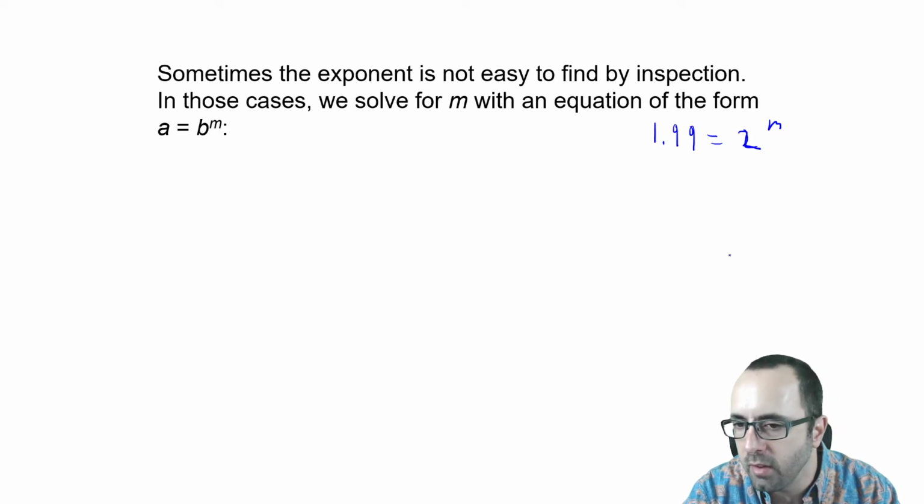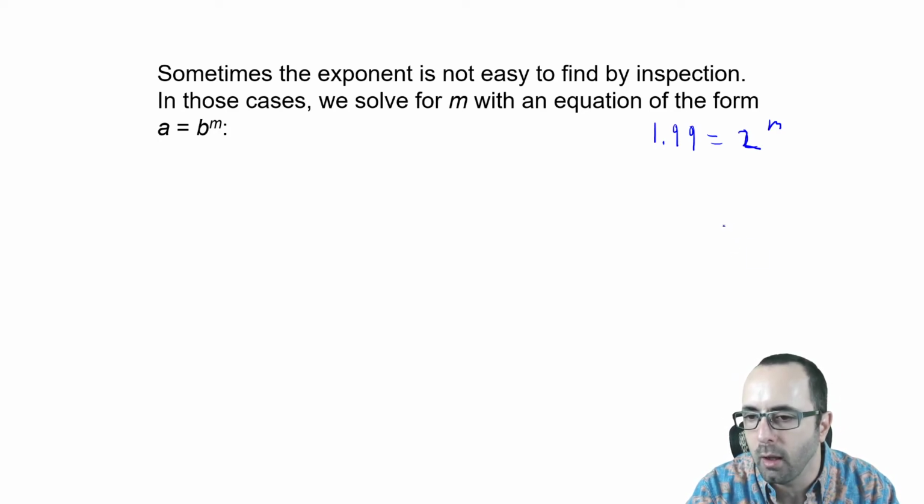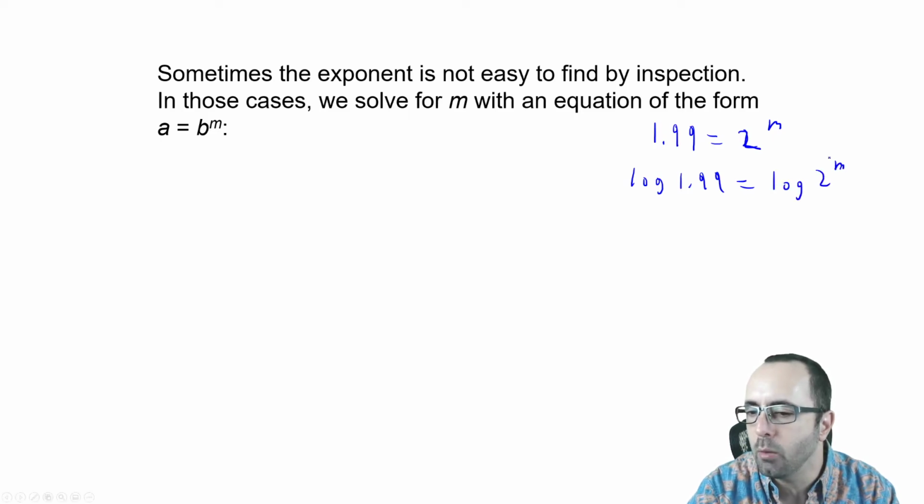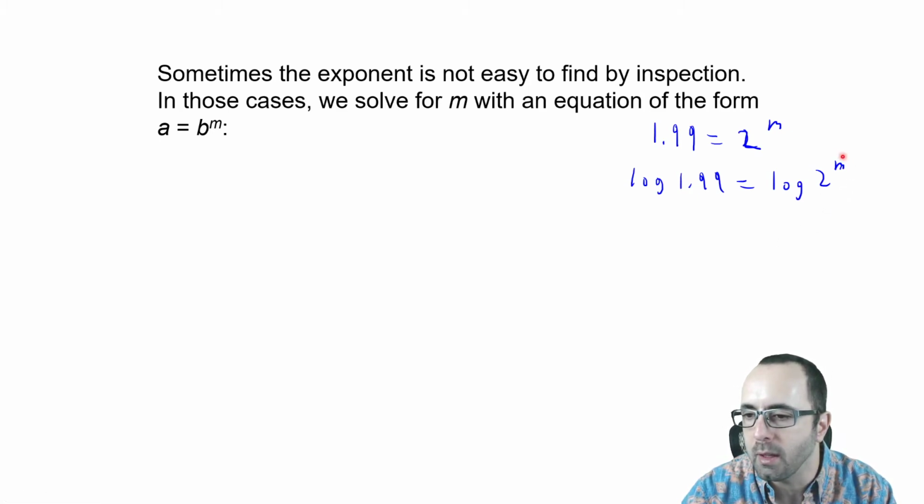So what you can do to fix this is what's called hitting both sides with a log. And this can be a natural log or a base 10 log. It doesn't matter. The rules will follow the same thing. So I'm going to do log on this side, and I'm going to get log 1.99. And then I'm going to have log of 2 to the m power. The reason we do this is because now we can use the log rule where we take the exponent and put it out in front of the log.